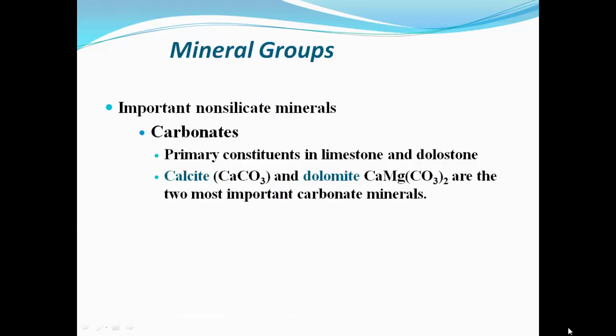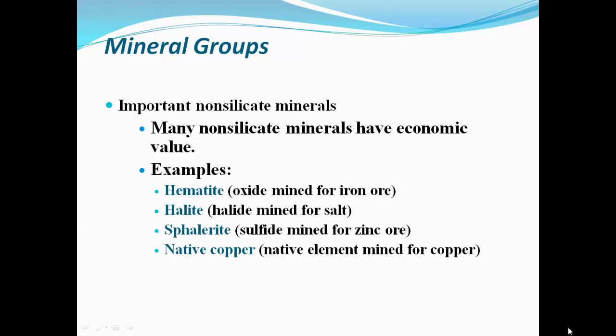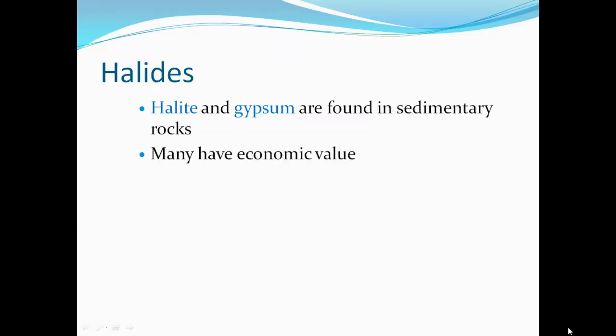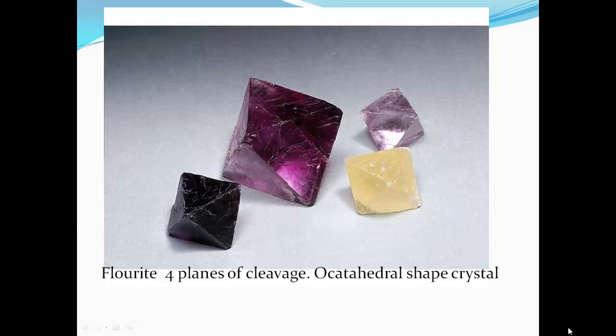Okay. The carbonates are primary constituents in limestone and dolostone. Calcite and dolomite are the two most important carbonate minerals. Many non-silicate minerals have economic value. For example, hematite, an oxide, is mined for iron ore, halite mined for salt, sphalerite, a sulfide, mined for zinc ore, and native copper, which is mined for copper. Halite and gypsum are found in sedimentary rocks. Many have economic value. Here's just a picture of fluorite showing its 4 planes of cleavage as an octahedral shaped crystal.